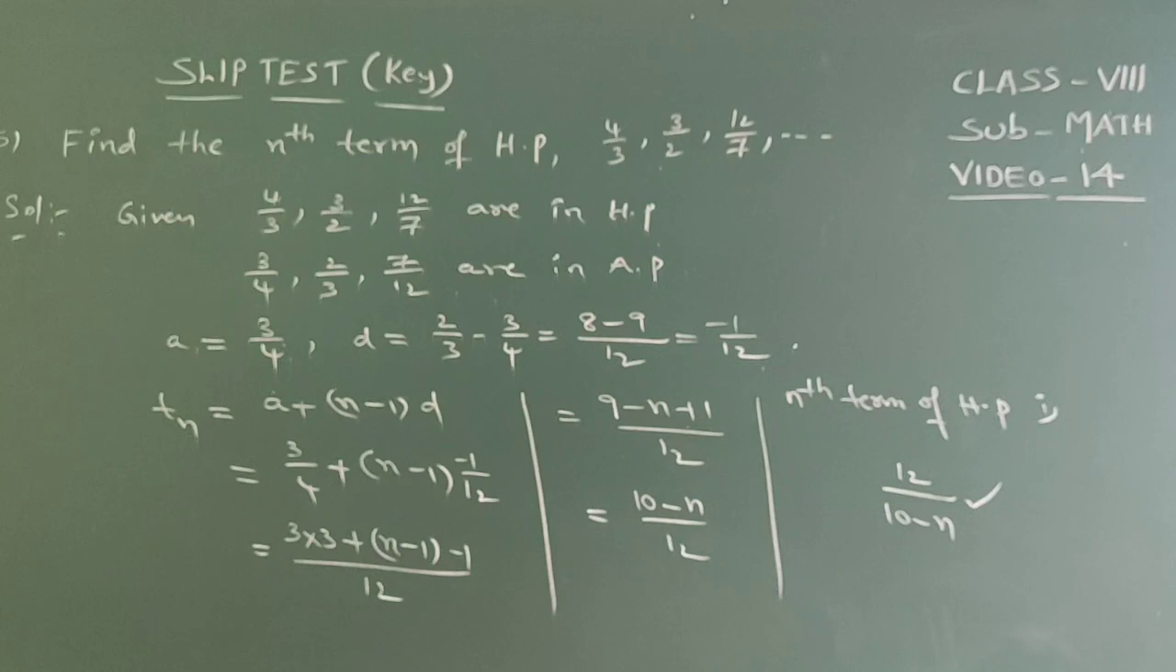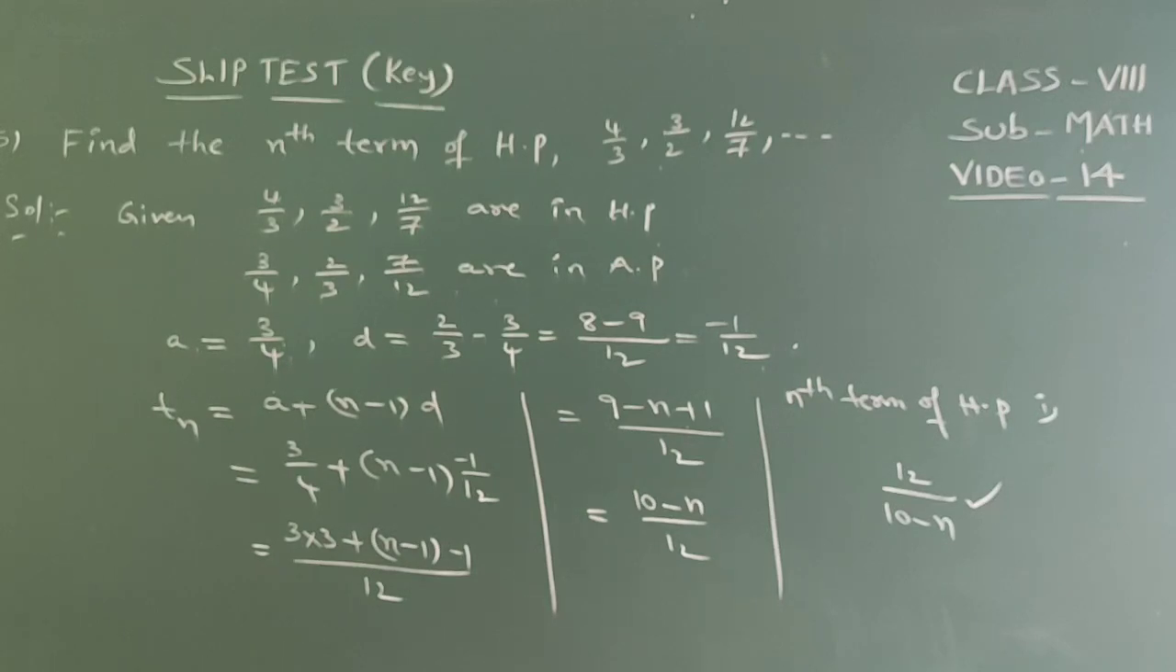Observe this one. For finding the nth term of an HP, first we need to convert it in terms of AP. So 3 by 4, 2 by 3 and 7 by 12 are in AP. Here the first term in AP is 3 by 4, and the common difference is 2 by 3 minus 3 by 4, which equals minus 1 by 12. Tn of AP equals a plus n minus 1 into d. So a is 3 by 4 plus n minus 1 into d, which is minus 1 by 12.